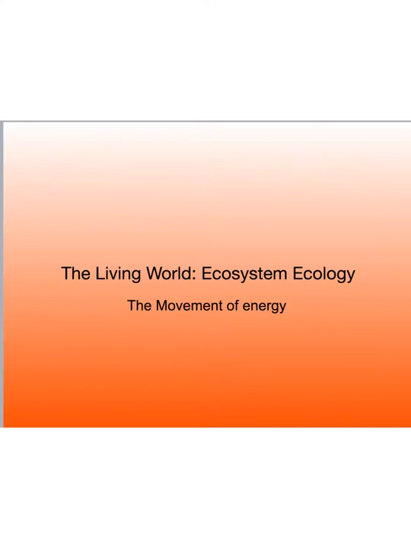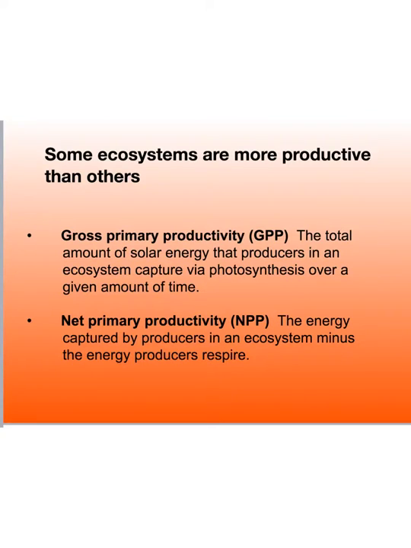In this video lesson of the living world in ecosystems ecology, you're going to learn about the movement of energy. Like some people in some countries, some ecosystems are more productive than others. The term gross indicates the total amount of energy captured by the producers. So the gross primary productivity is the total amount of solar energy that the producers in any ecosystem capture via photosynthesis over whatever given amount of time we're talking about here.